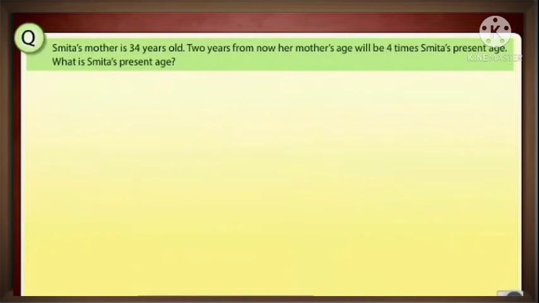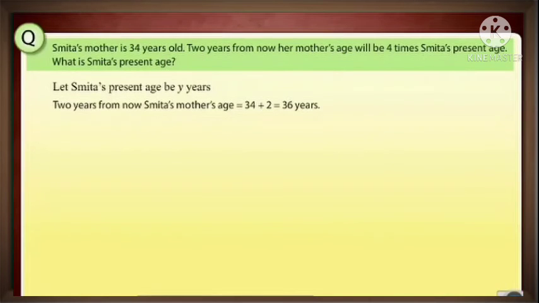Smita's mother is 34 years old. 2 years from now, her mother's age will be 4 times Smita's present age. What is Smita's present age? Here, we have to find out Smita's present age. Let Smita's present age be y years.